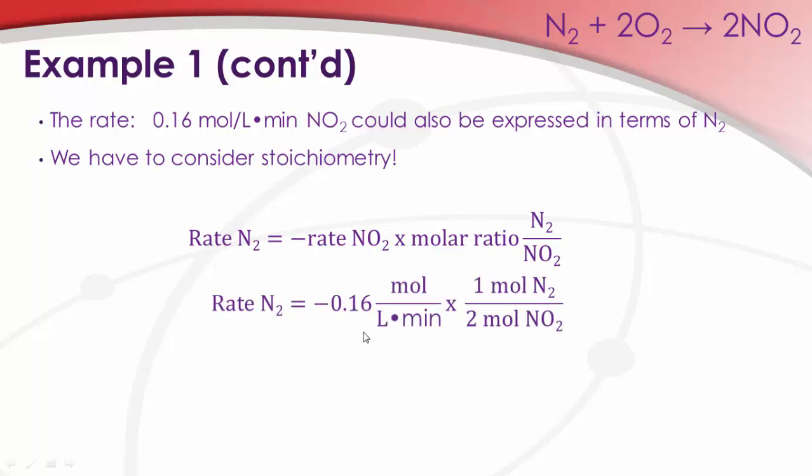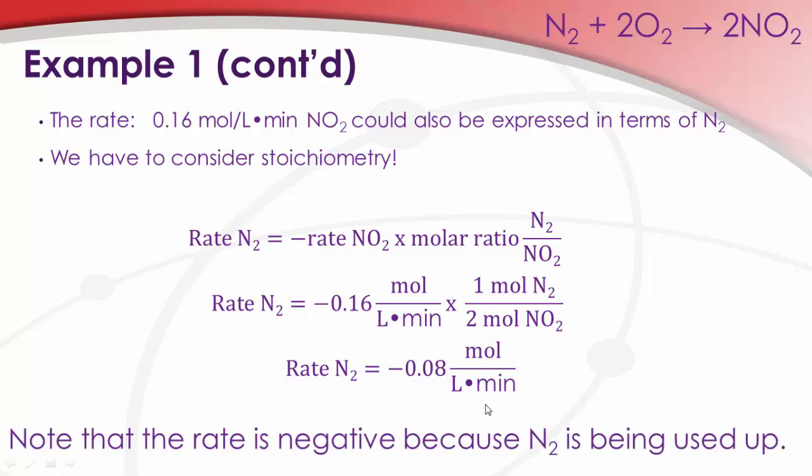So if we plug into this equation then, our rate in terms of NO2 was 0.16 moles per liter per minute. We put a negative in because the nitrogen is being consumed. And then our stoichiometry, it's 1 mole of nitrogen for every 2 moles of NO2. And plugging that in, we get a rate in terms of nitrogen of negative 0.08 moles per liter per minute. Once again, remember that the rate is negative because it's a reactant, because it's being used up.